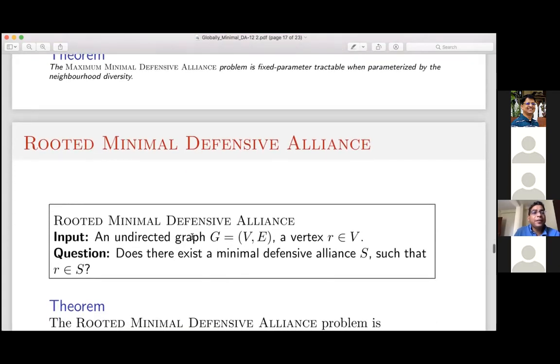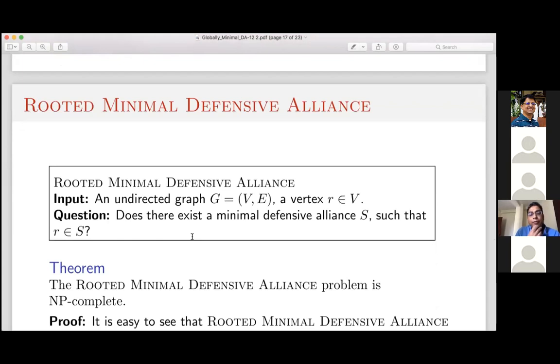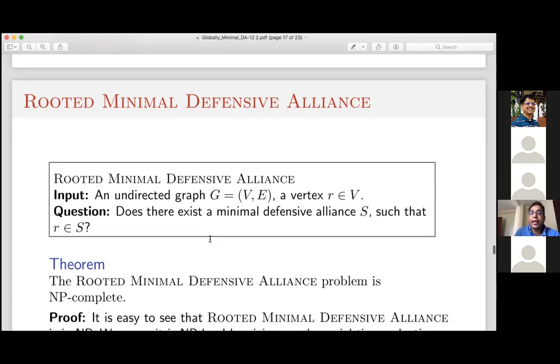I don't have much time, so we also proved that, given a graph and a vertex R, deciding whether there is a minimal defensive alliance containing R is still NP complete. I'm not looking for a maximum size minimal defensive alliance anymore, but still this problem is NP complete.